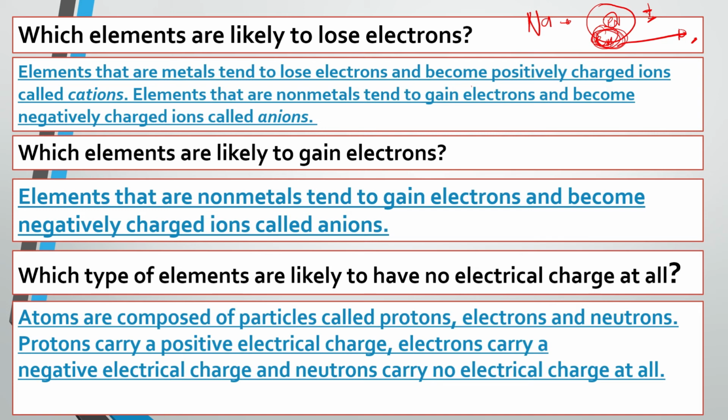Okay? So, lahat ng mga non-metal naman, they gain electrons. So, pag nag-gain sila ng electron, dadami yung kanilang electron. So, that's why they are called anions kasi mas madami ang kanilang electron itself. So, they are also negative charge. Which elements are likely to gain electrons? So, that is non-metals. Okay, they gain electrons and become negative charge. They are called anions. Which type of element is likely to have no electrical charge? Pag no electrical charge, the number of protons as well as the electrons is the same or equal.